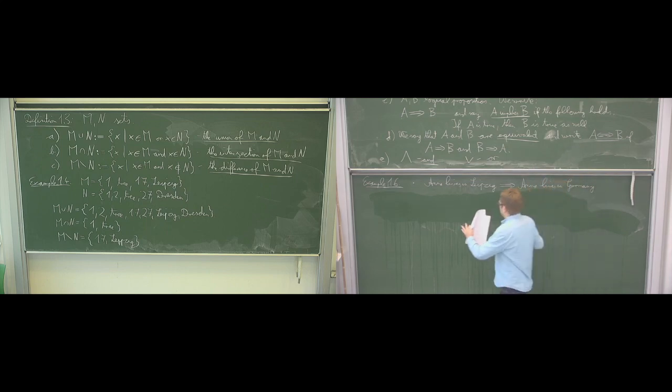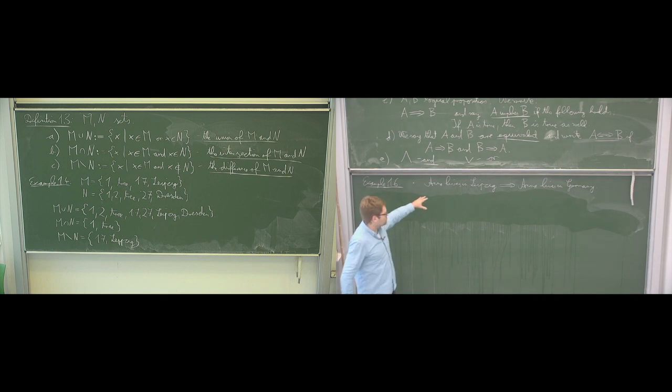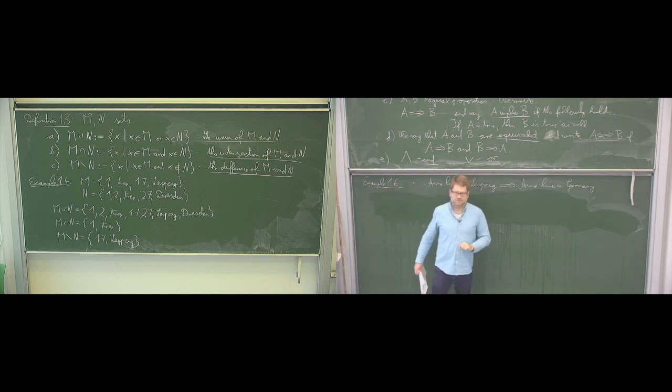If we write it like this, it does not make any statement about whether Anna really lives in Leipzig or not. We just claim that if she lives in Leipzig, then she lives in Germany. Very simple.